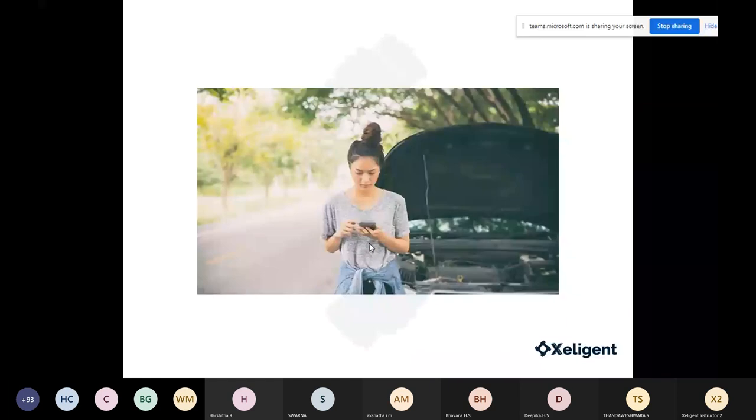And what do you infer from this picture? You can see a girl with a mobile, so that's the observation. And also she is in the middle of the road covered by trees, that's again an observation. You can see her car. Okay, what do you infer from this? What's your inference?